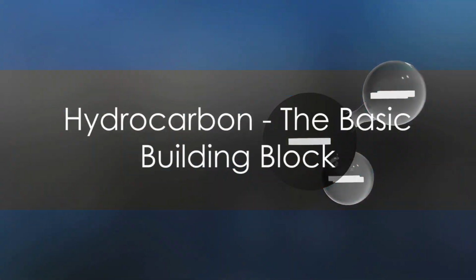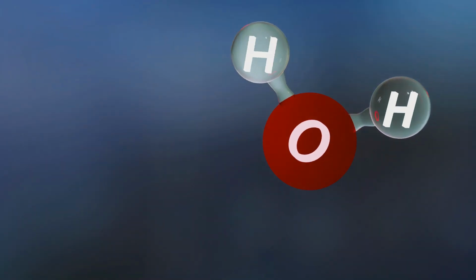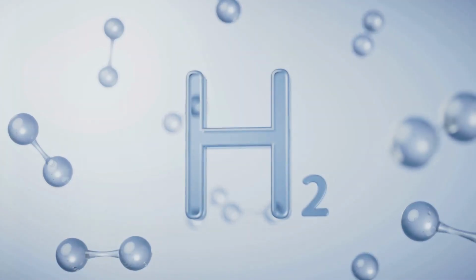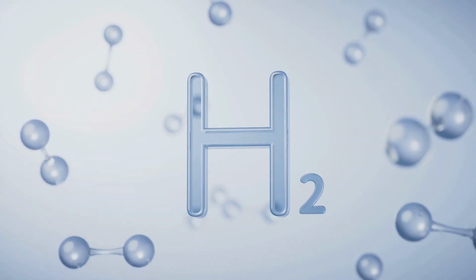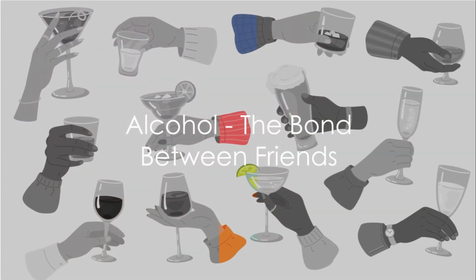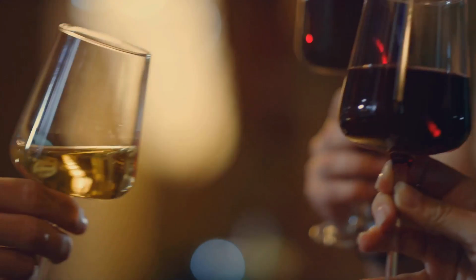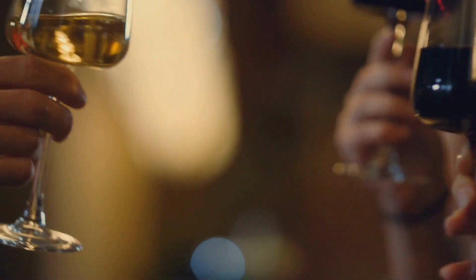When neutron bonded with a hydrogen and a carbon, they formed a hydrocarbon, the basic building block of many organic compounds. This bond was like the bond between a child and their favorite toy, simple yet significant. Neutron also bonded with a hydrogen, oxygen, and carbon to form alcohol. This bond was like the bond between friends, fun and light-hearted, representing the concept of functional groups in organic chemistry.